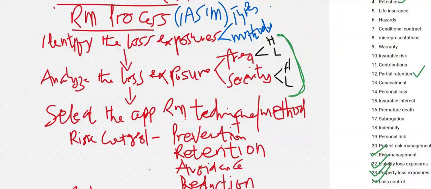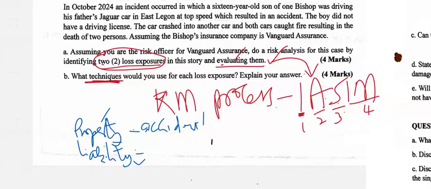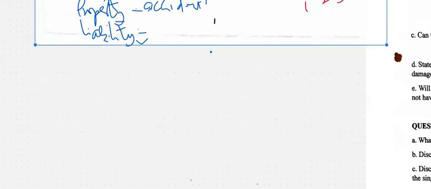Back to our question. You've identified the loss exposures, you evaluate them. How do you evaluate them? You evaluate them based on the frequency and severity. So when you pick each of the loss exposures, let's say the accident, you would evaluate it. Before I continue, watch this.